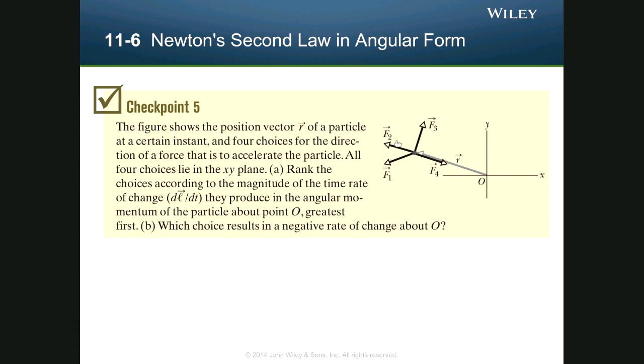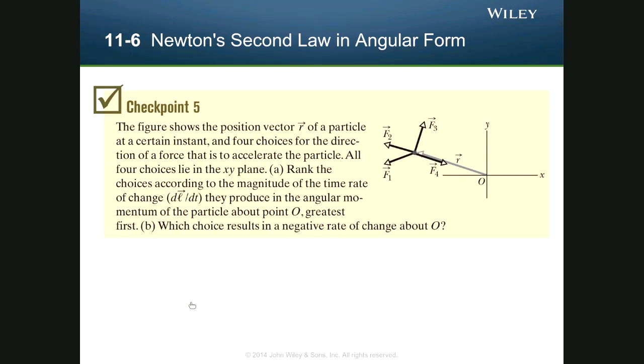So these are not a 90-degree angle, for instance. It can be hard to visualize because we've been doing so much in 3D, but this is a 2D problem. So we want to rank according to the magnitude of the time rate of change, dL dt, they produce in the angular momentum of the particle about the origin 0, greatest first. So we want to see which one of these will lead to the largest angular momentum.